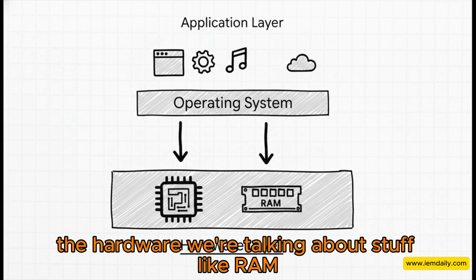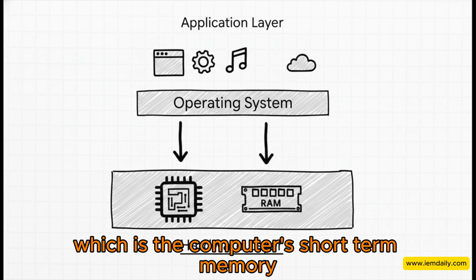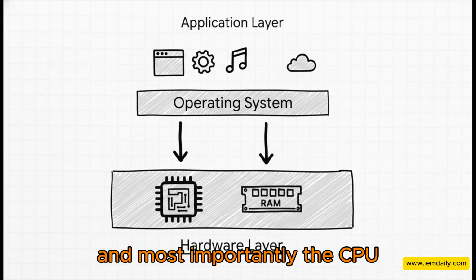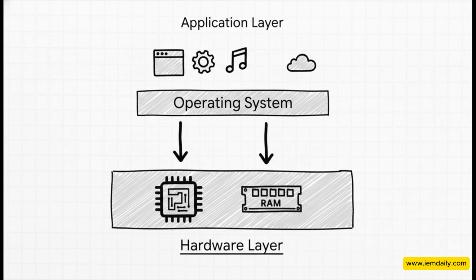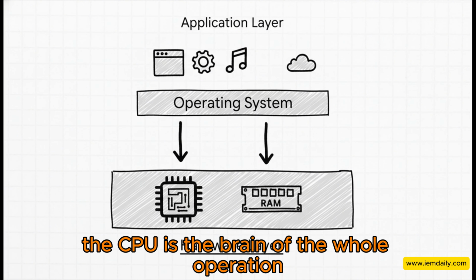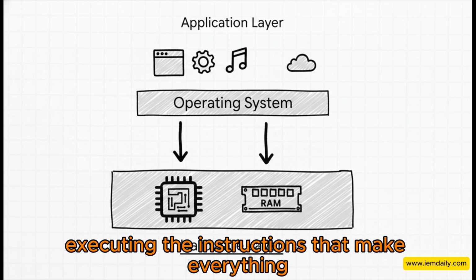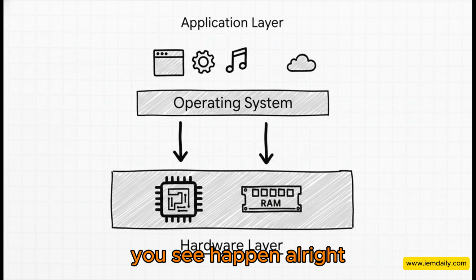We're talking about stuff like RAM, which is the computer's short-term memory, and most importantly, the CPU, the central processing unit. The CPU is the brain of the whole operation. It does all the real work, executing the instructions that make everything you see happen.